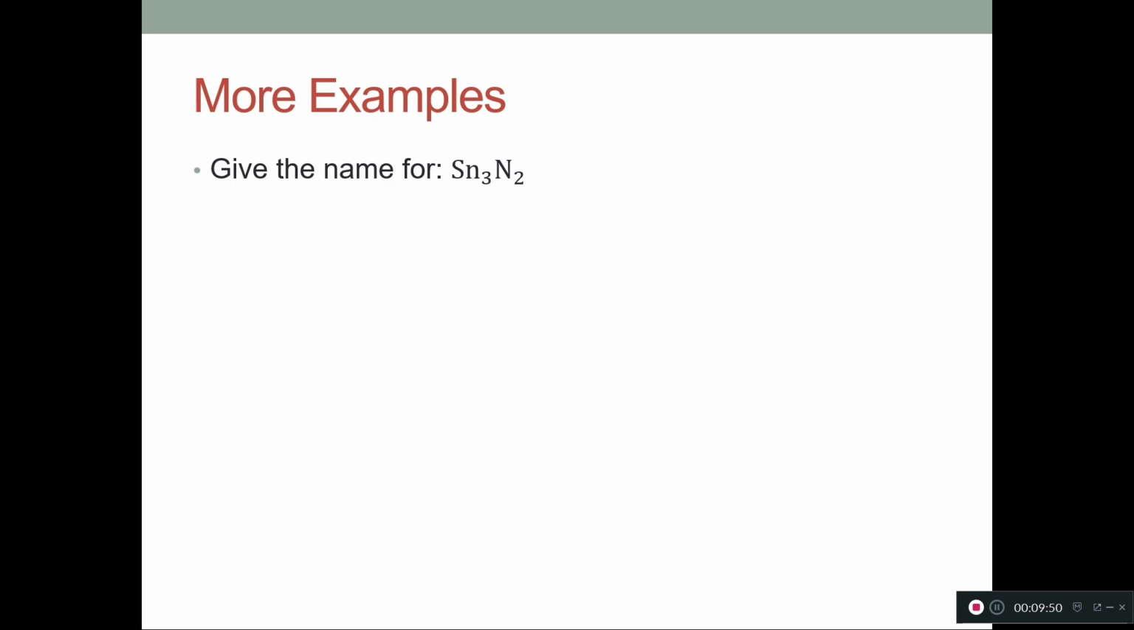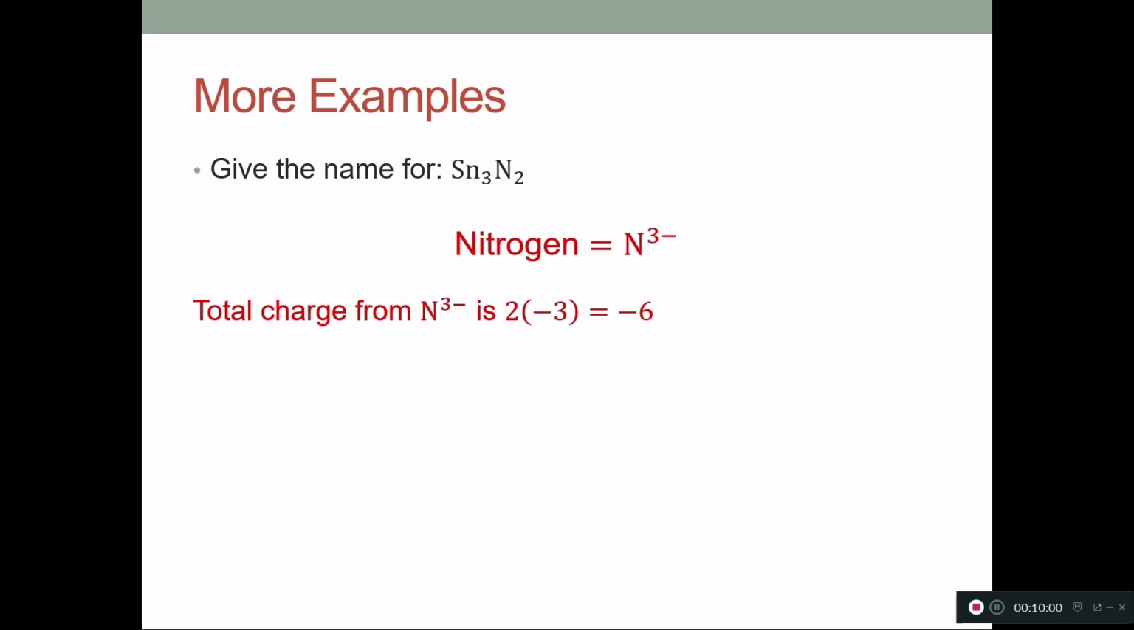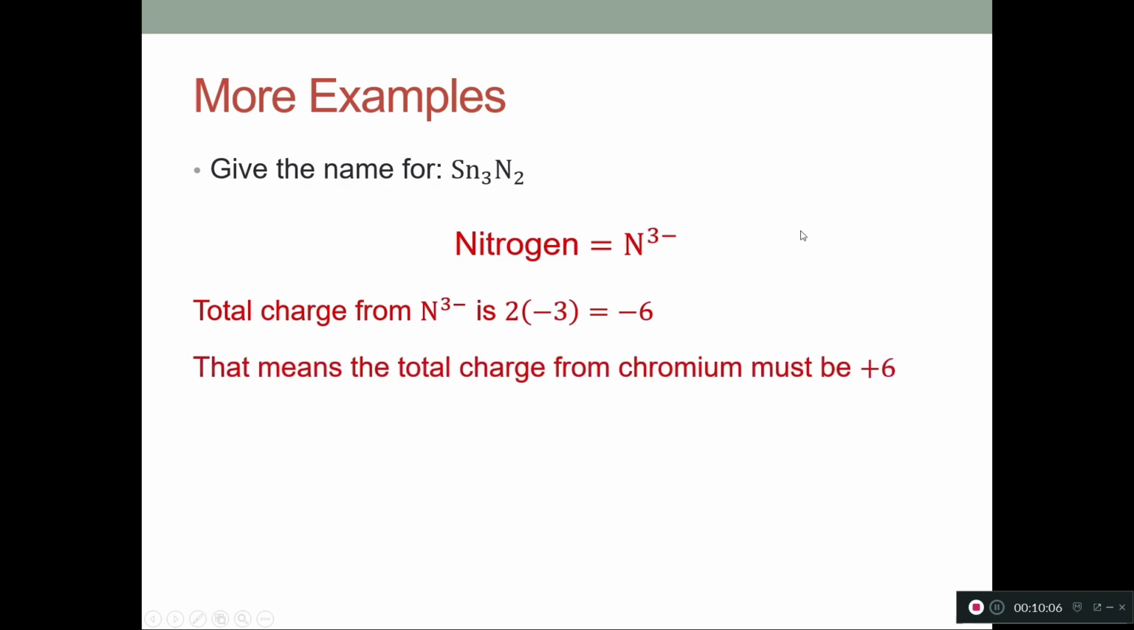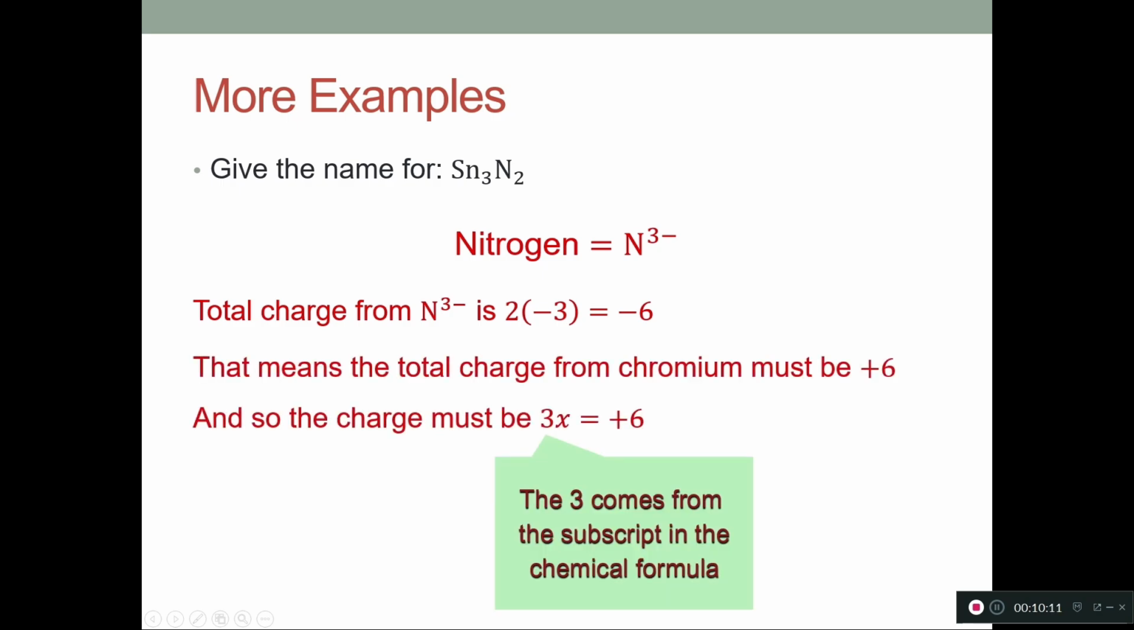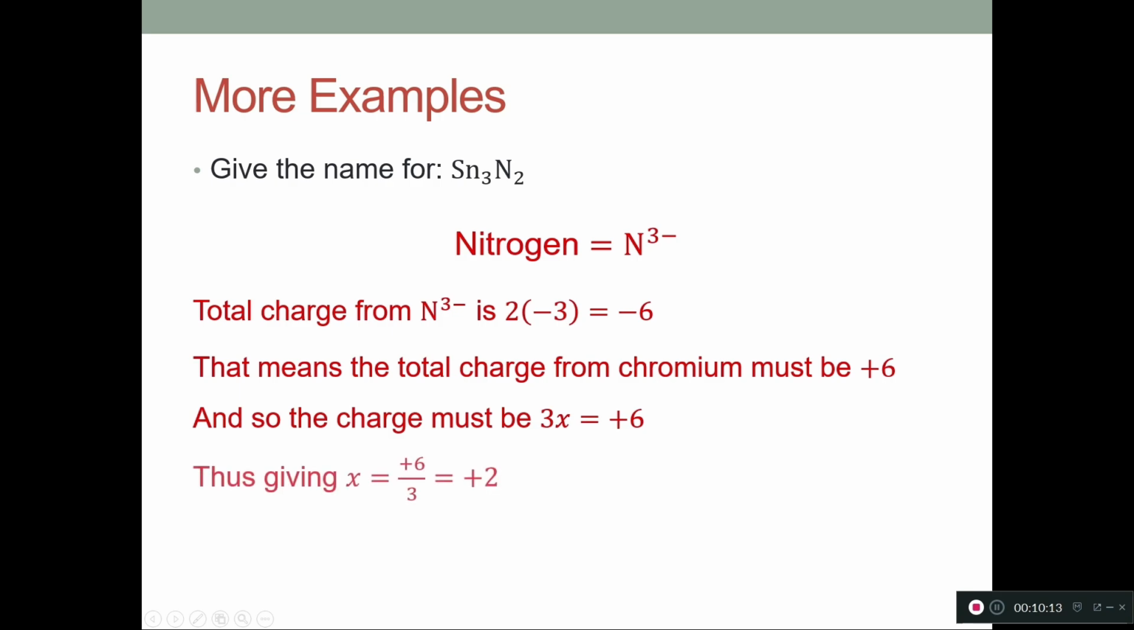We can try this again. Now it's Sn3N2 rather than Sn3N4. So again, a nitrogen is always going to be a -3 charge. That means that we have a total charge from it of 2 times -3, since there are 2 nitrogens, so a total charge of -6. This means that the chromium must have a +6 total charge, and so it must be 3x equals +6. We solve for x, that's +6 divided by 3, so it's +2. So that must mean it's tin 2 nitride.